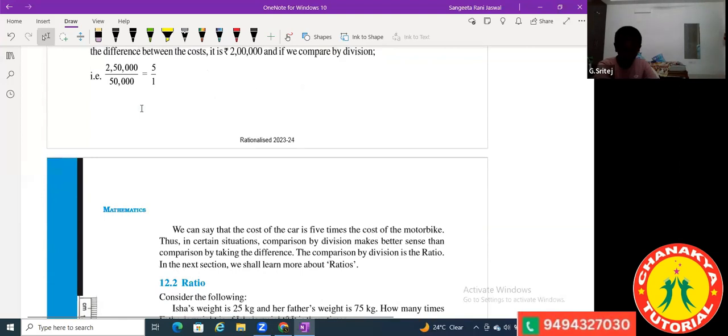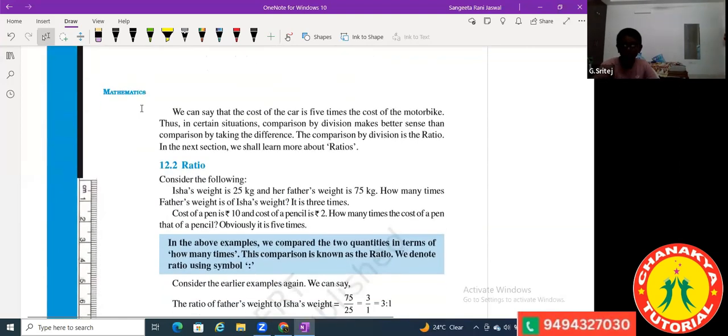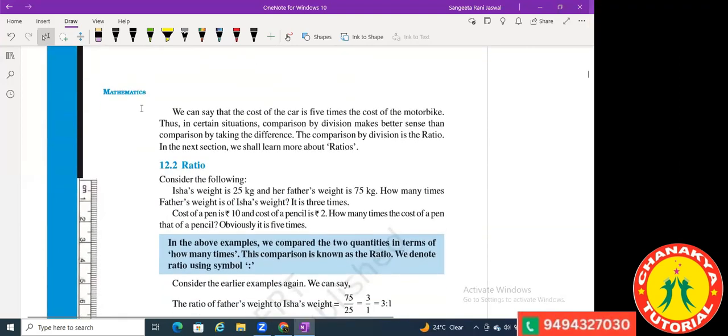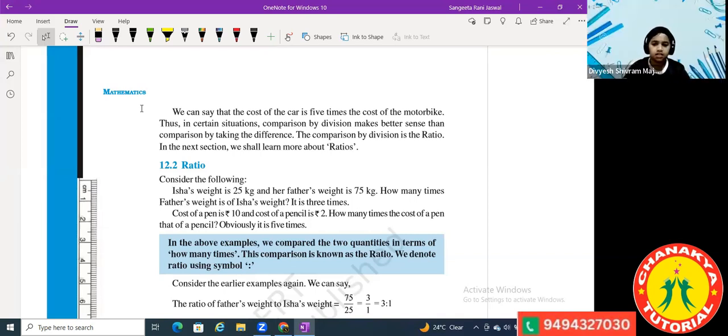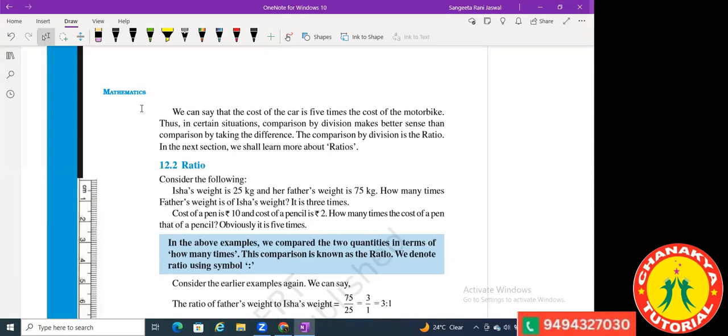Ratio is comparison by division. See, when you compare two things, what are the ways? How do you compare? If I say my age is 20 years and your age is 10 years, how do you make the comparison? There are two ways. One is that you do 20 minus 10, so that is one way of finding the difference.